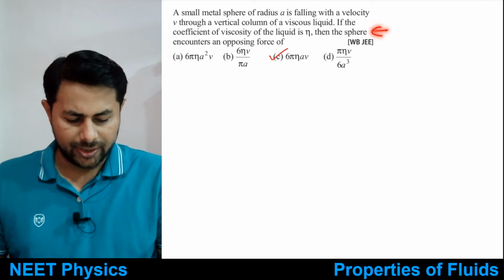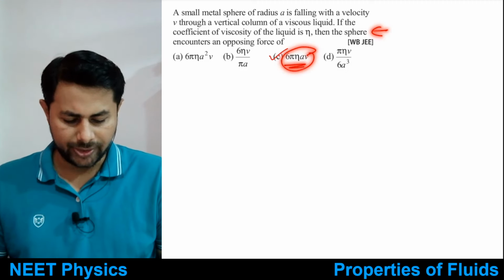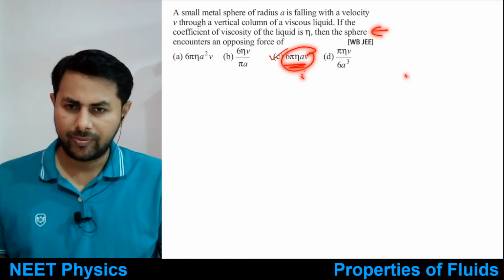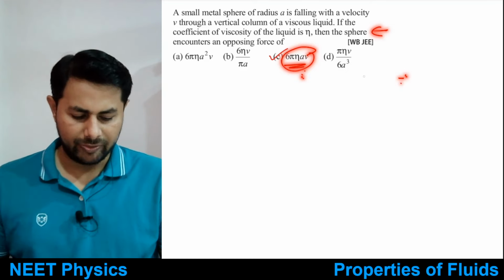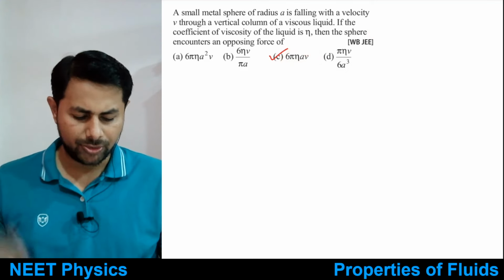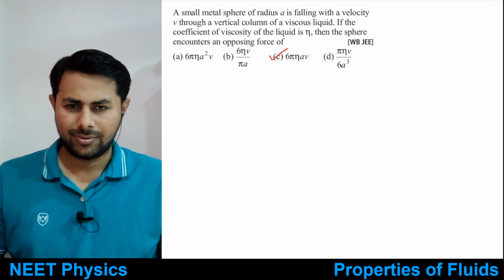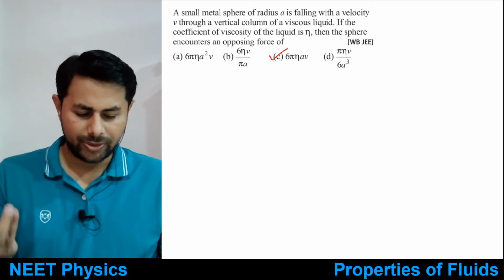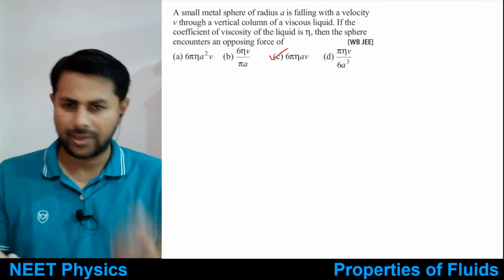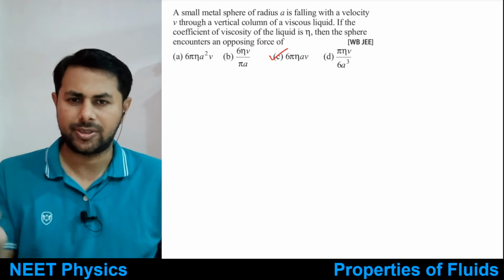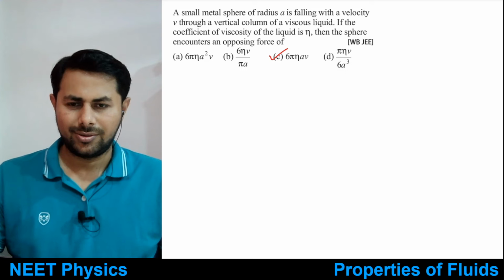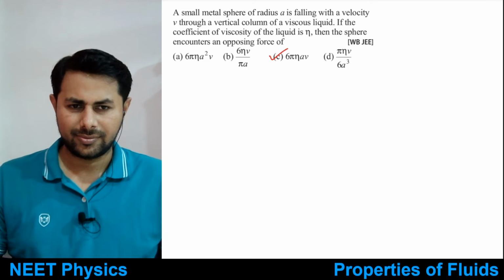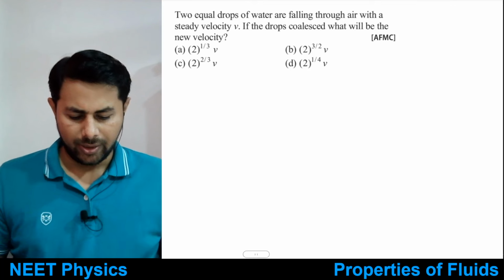So see here, they have only given the viscous force, and they have not given the buoyant force. But if there is some option with the viscous force as well as a buoyant force, then you should choose that option, because if an object is falling through a fluid, the buoyant force will also oppose its motion, right? This thing is clear? Okay, everyone, good. Let's see the next one.